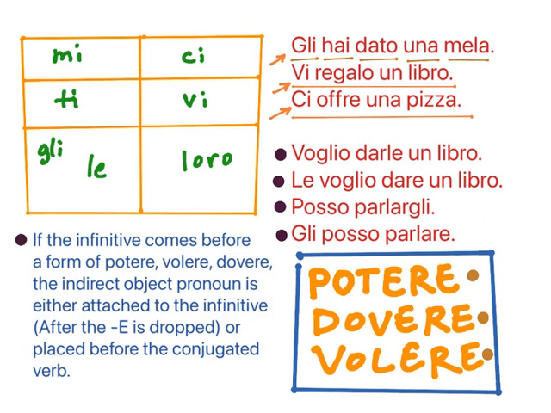So you will see here that if the infinitive comes before a form of potere, volere, dovere, the indirect object pronoun is either attached to the infinitive after the e is dropped, or placed before the conjugated verb, because Italian, it is also a language of freedom.